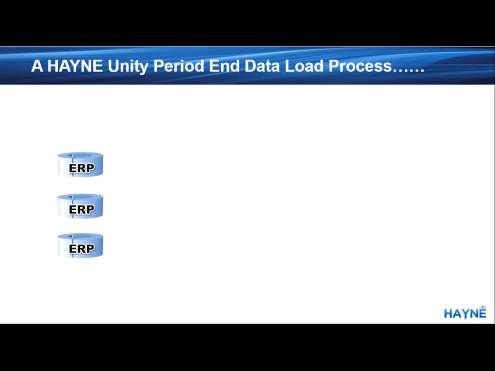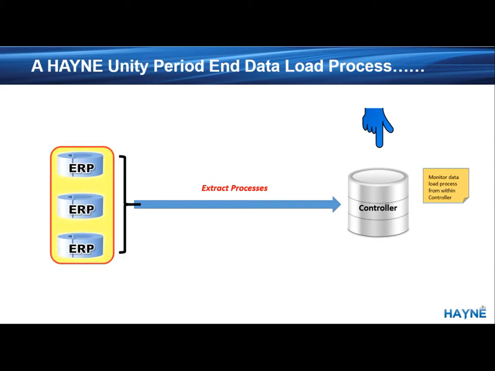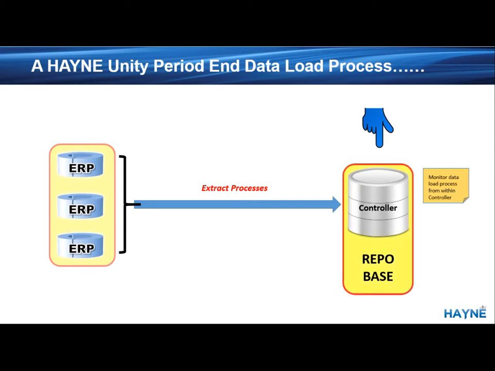So let's look at how Hayne Unity can help us with this period end process. What we're showing here on the left hand side is 3 ERP systems, multiple ERP systems, and we want to get our data into Controller. Hayne Unity allows us, with a one button press, to bring all of that data from 3 disparate ERP systems into Cognos Controller, and we can monitor that data load process from within Controller as the data loads. By doing it this way, we know that the data coming out of the ERP system equals the data loaded to repo base inside Controller, because the user cannot modify the data as part of that process.